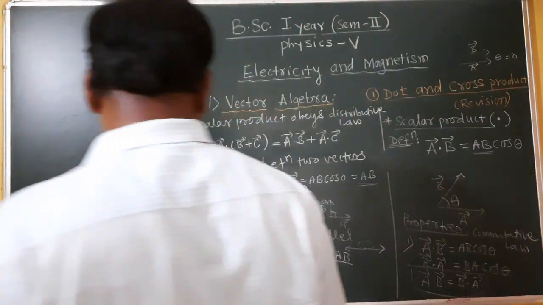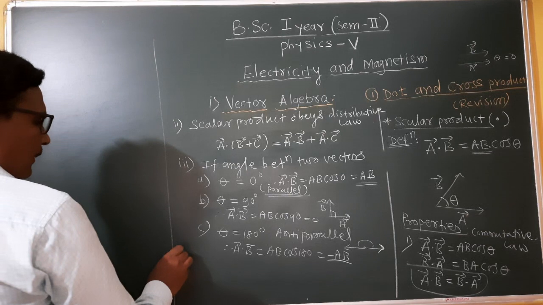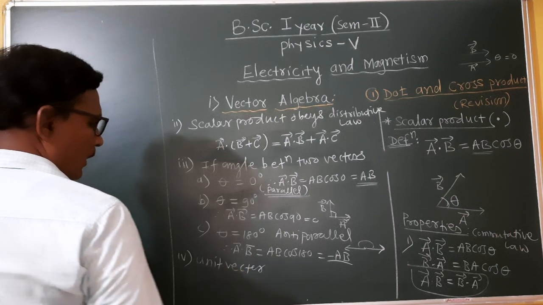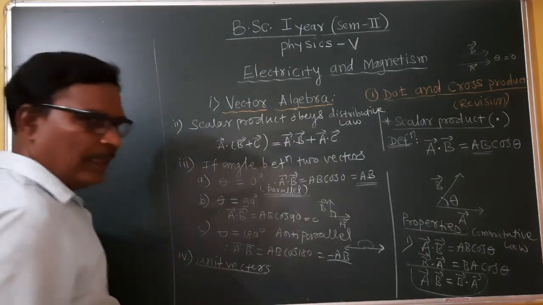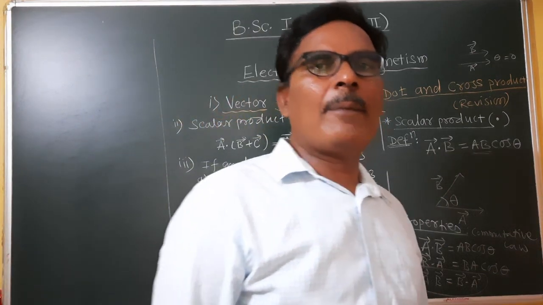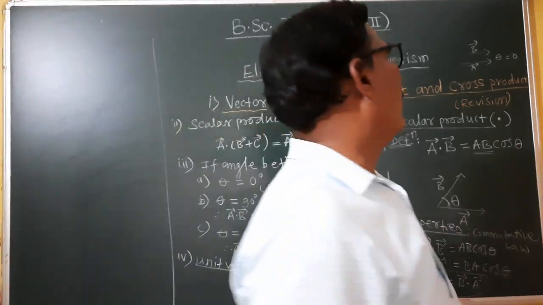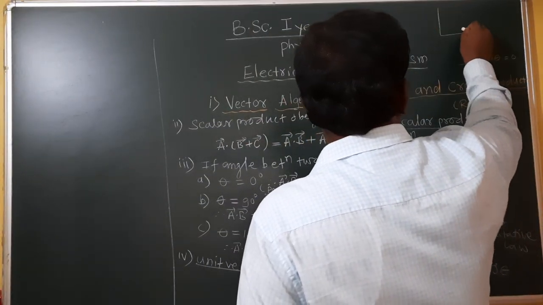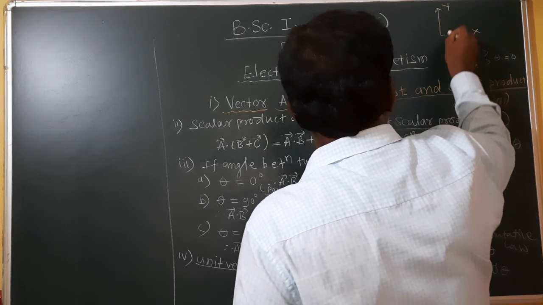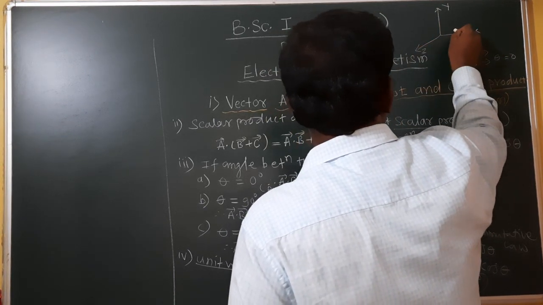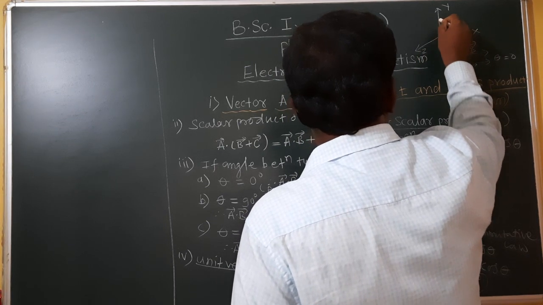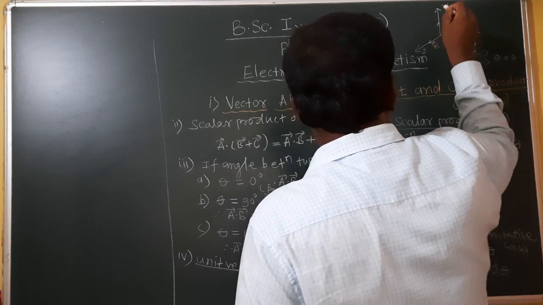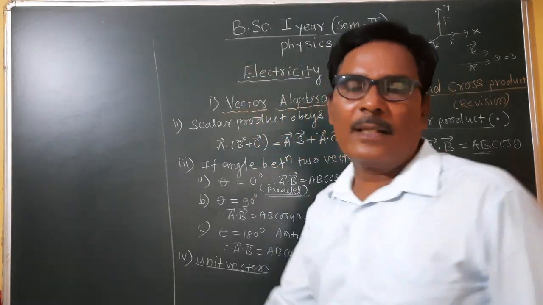Now, what is the scalar product unit vector property? We know that the unit vectors are I cap, j cap, and k cap. For the Cartesian coordinate system, we consider this is the x-axis, this one is the y-axis, and this is the z-axis. The unit vector along the first is I, this is j, and the third is k, and these I, j, k are called the unit vectors.